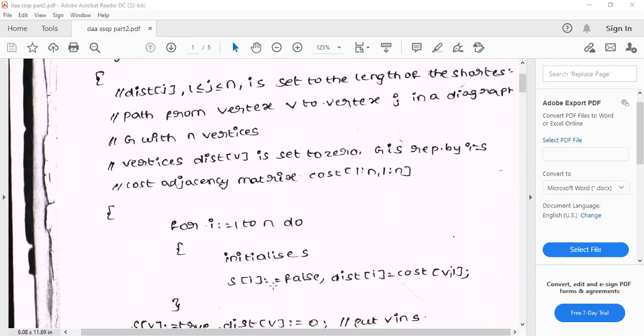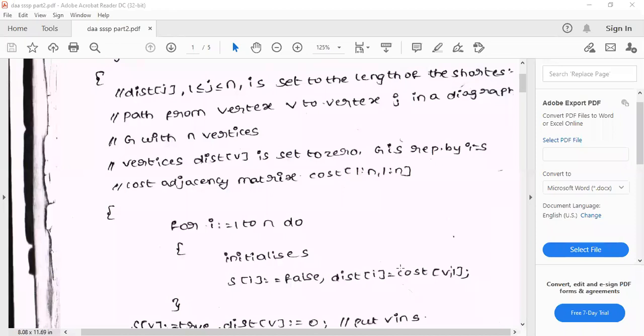That is, initially no vertex is present in the shortest path. You do not consider any vertex as the source vertex, whether the first vertex, the second vertex, or the third vertex. So S of 1 equal to false, S of 2 equal to false, S of 3 equal to false, S of 4 equal to false, S of 5 equal to false, S of 6 equal to false.